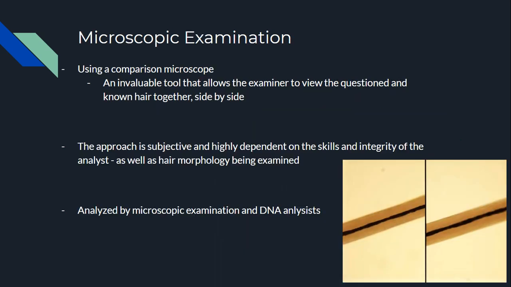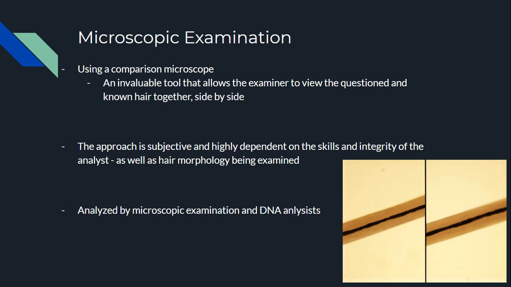Microscopic comparison of hair uses a comparison microscope. It's an individual tool that allows the examiner to view the questioned and known hairs side by side to see whether or not they are a match. The approach is considered subjective and highly dependent on the skills and the integrity of the analyst, as well as the morphology of hair being examined.